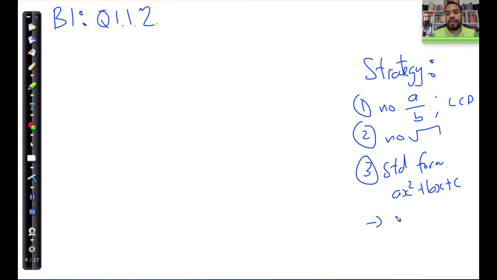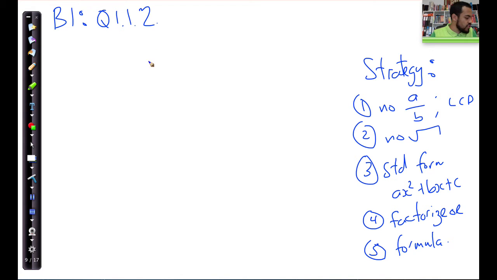And then in order to do that, to solve, we need to factorize. And if that doesn't work, oops, my bad. If factorization doesn't work, then what we want is to use the formula. Right. Okay, so that is the strategy.